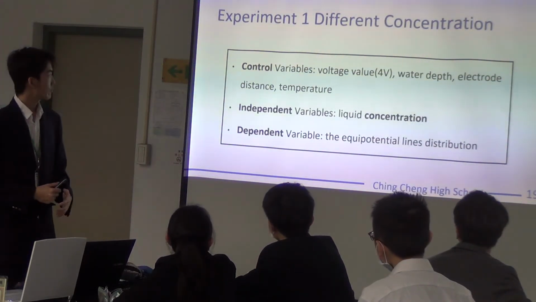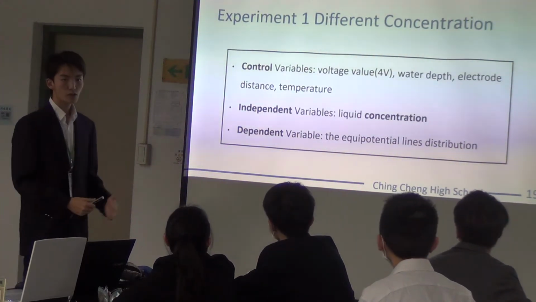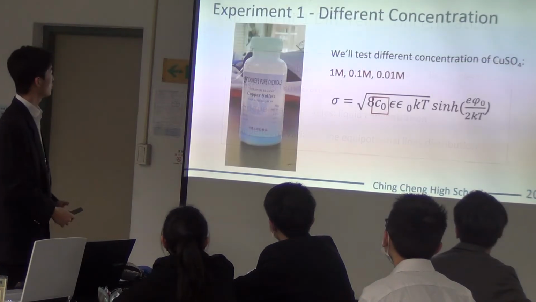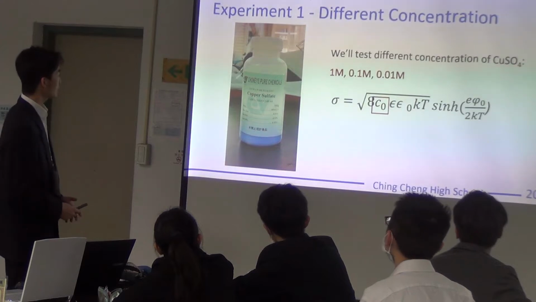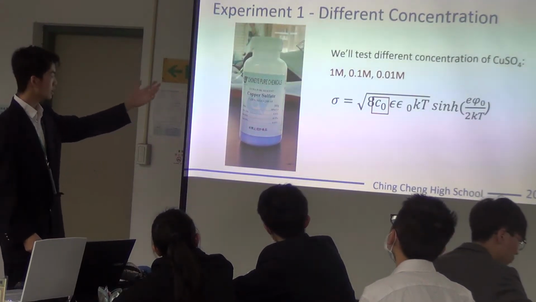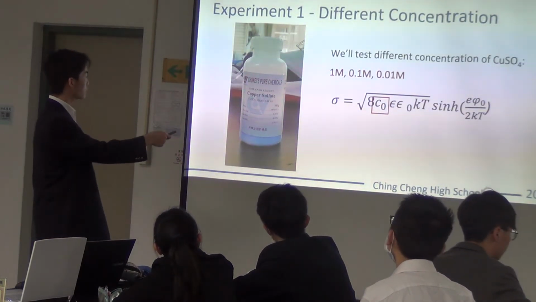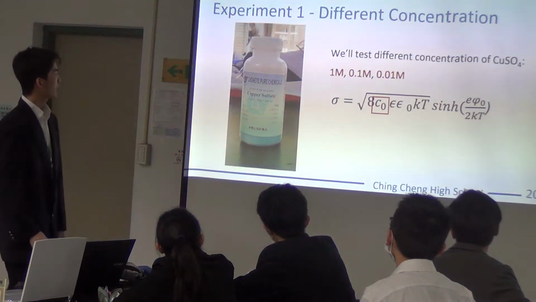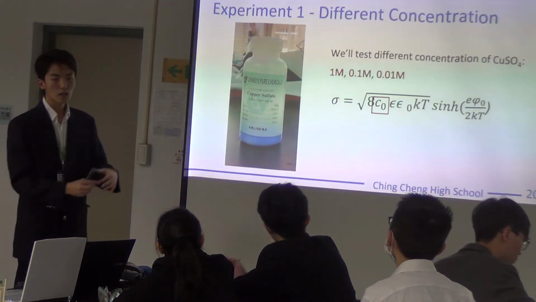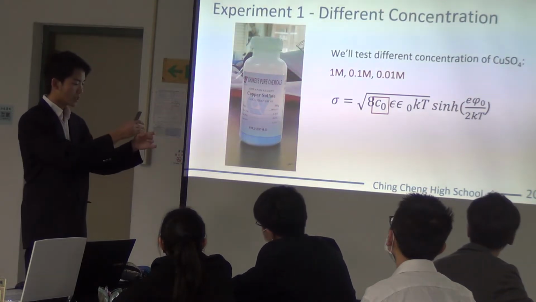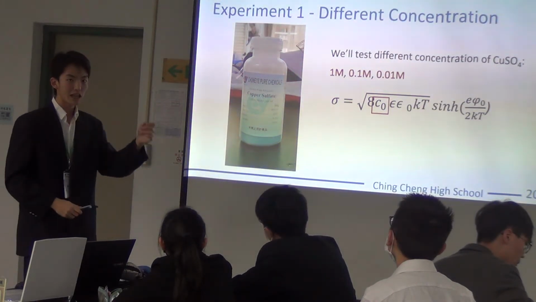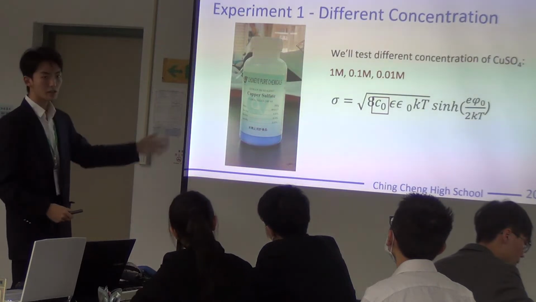So now move on to our first experiment, which is a different concentration of our electrolyte liquid. So we use copper sulfate for our experimentation, and we do three different concentrations, 1N, 0.1N and 0.01N. And we would expect that it will be denser at the electrode because of the double layer theory.